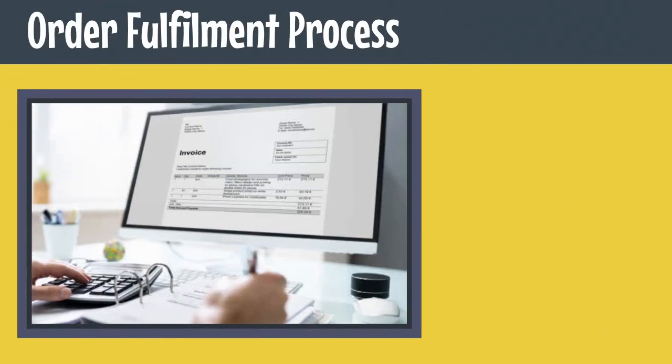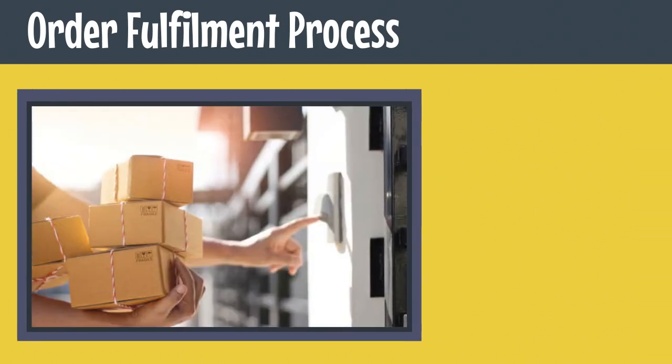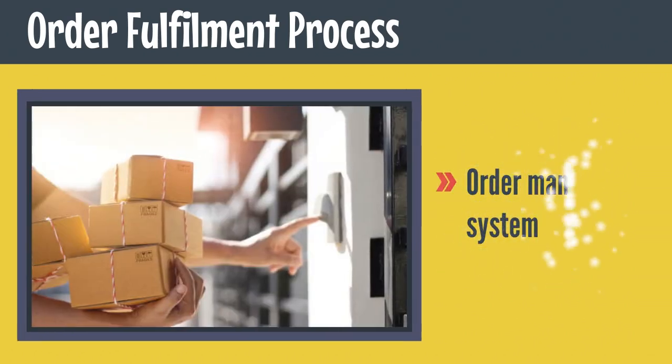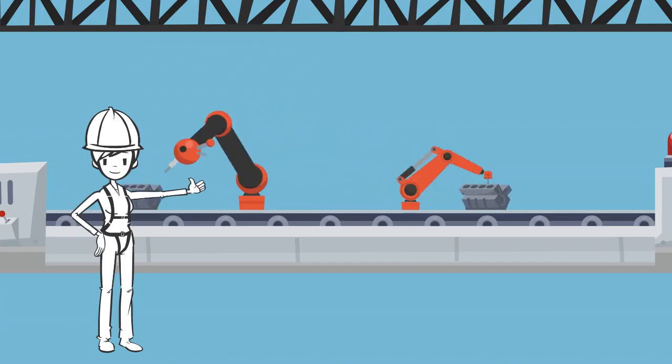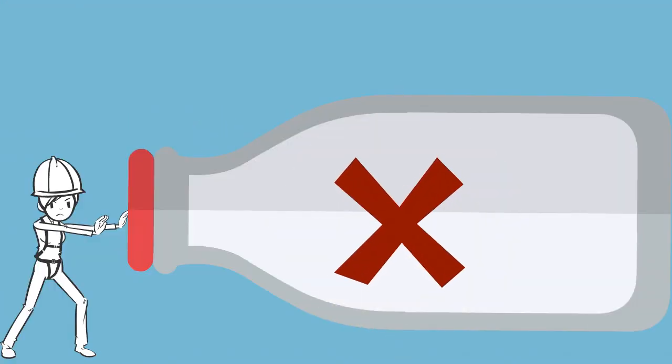The order fulfillment process ranges from everything the company does, between receiving the order and delivering the order to the end user. This is achieved with an order management system. Real-time information is the key to proper supply chain management. It speeds up the business process and prevents bottlenecks.